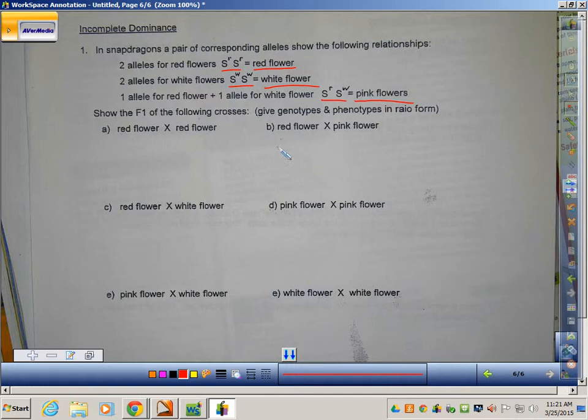The first one says red flowers. In that case, we know the genotype. In this case, with incomplete dominance, if you know the genotype or the phenotype, you do know the genotype. So the other one is going to be heterozygous for pink.